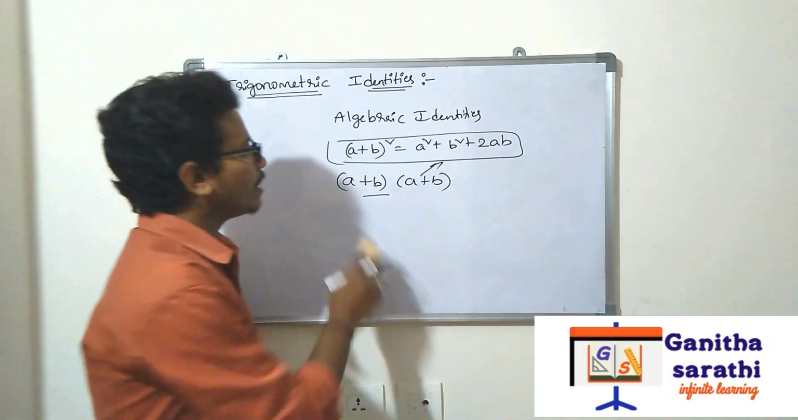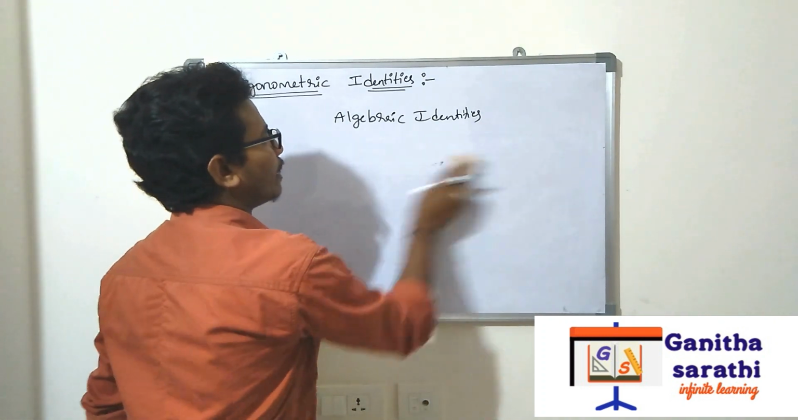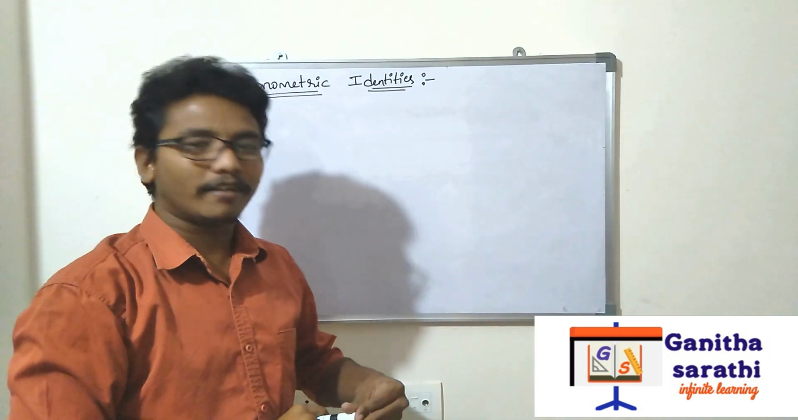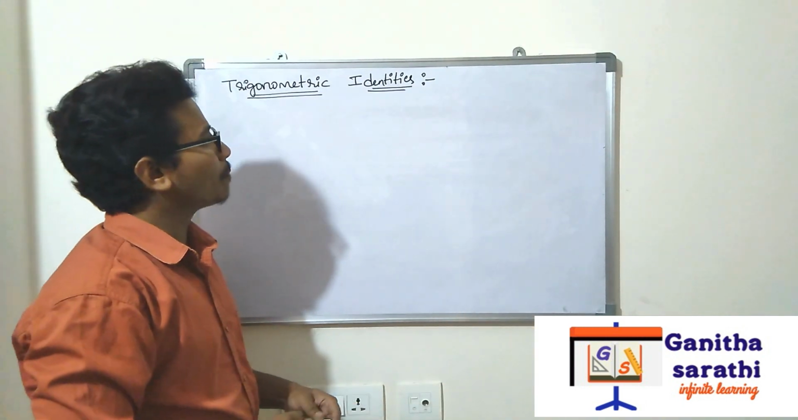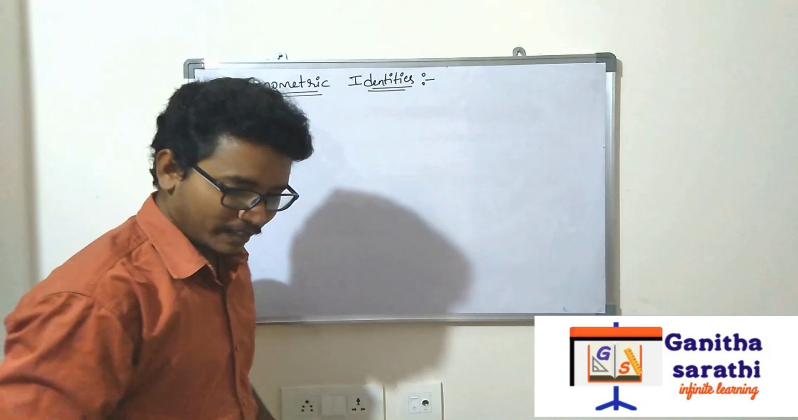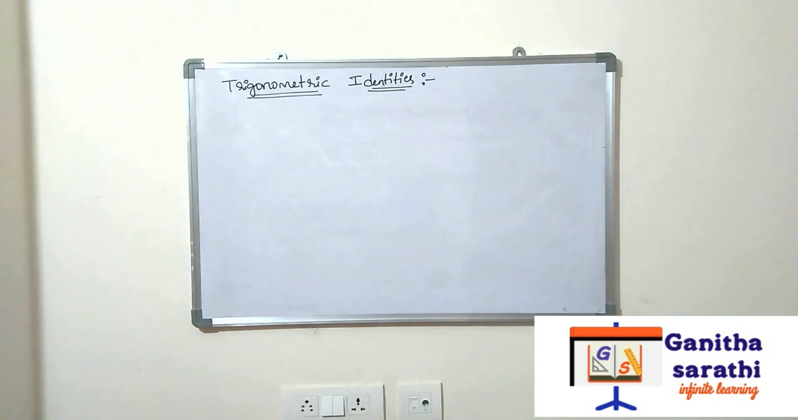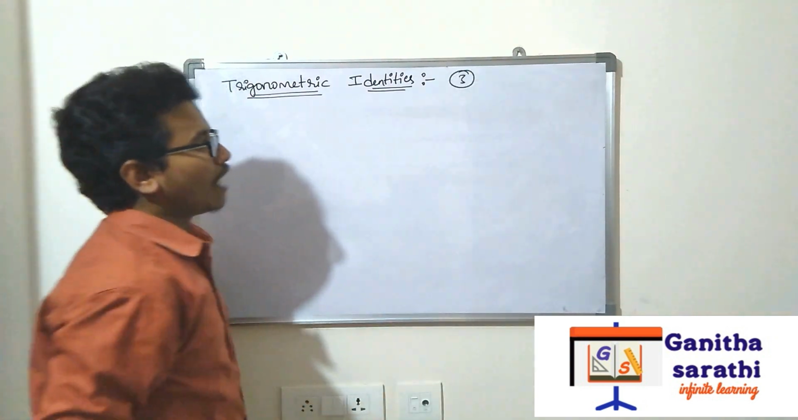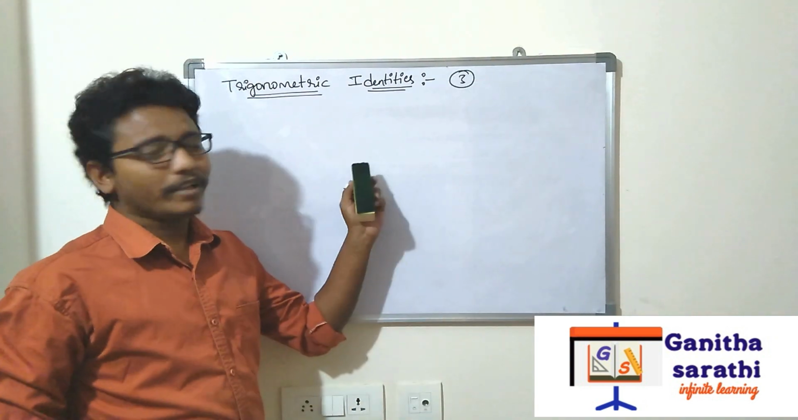So in the same way, we will have trigonometric identities. We will also prove each and every trigonometric identity. We will have a total of three trigonometric identities, and I will prove them one by one.